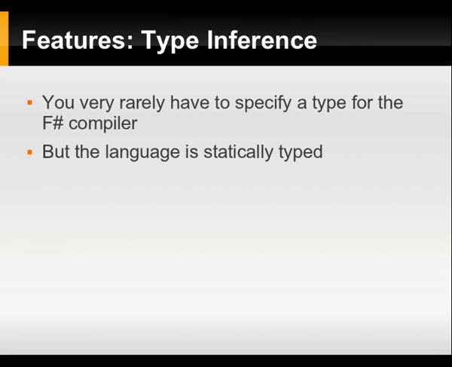Despite the fact that it's very rare to see a specific type added by the programmer in F#, it is statically typed and strongly typed. So you can check at compile time what types will be, and Visual Studio will pop up nice little pop-ups if you hover over a function name and all that kind of stuff.